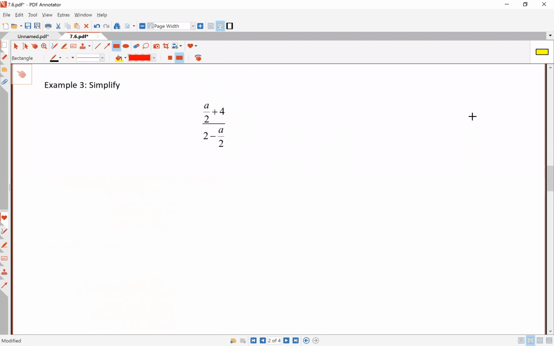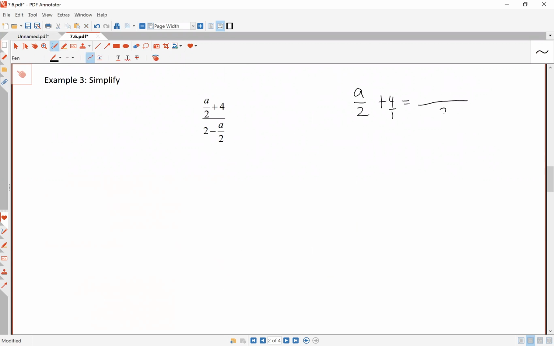Example 3. We start with the numerator, a over 2 plus 4. This is 4 over 1, so their common denominator is 2. The a over 2 already has it. The 4 needs a 2 top and bottom, so that gives us 8 over 2. Putting that back in as a plus 8, all divided by 2.